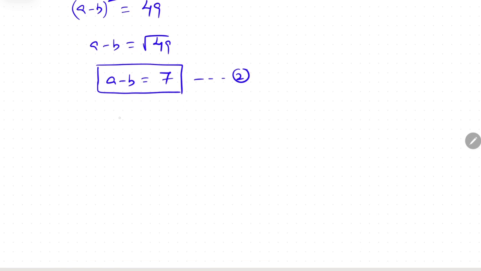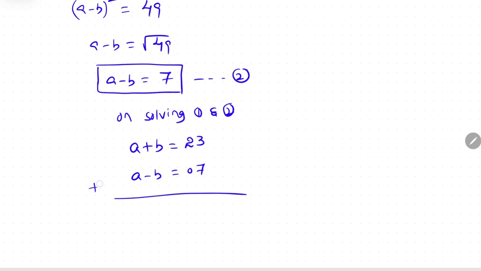On solving equations 1 and 2, I am writing a plus b is equal to 23 and a minus b is equal to 7. We simply add them, so positive and negative cancel. What is the answer here? 2a is equal to 23 plus 7, that is 30. Therefore a is equal to 15. So we got the a value.